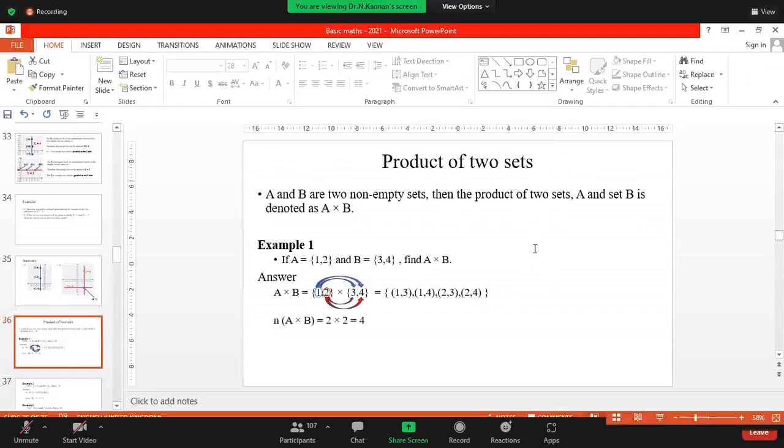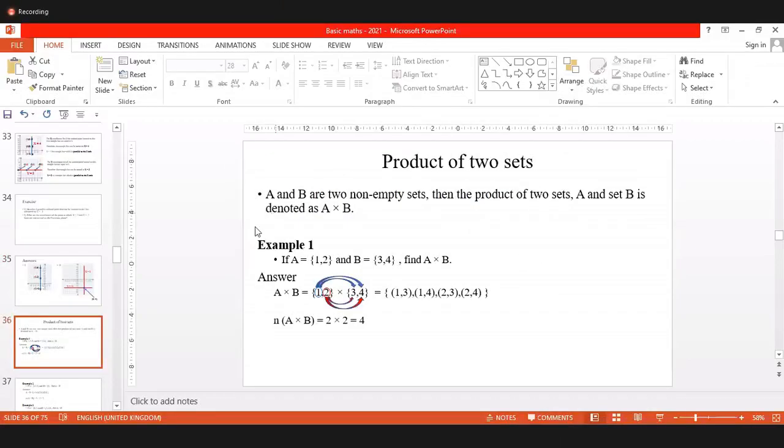So you see, there are two conditions. We are considering two sets, A and B. You should have studied this one before. We are just refreshing this one because it's important for our analysis. So you see this point, right? A and B are two non-empty sets. I will explain this one. Then the product of two sets, A and set B, is denoted as A into B.